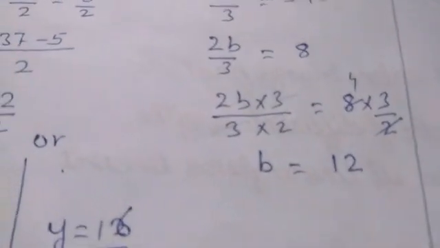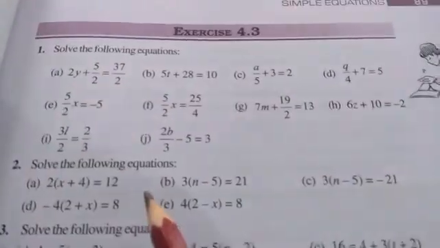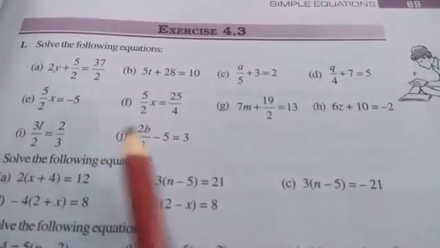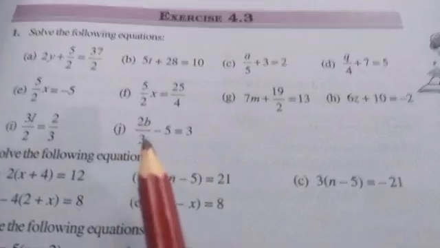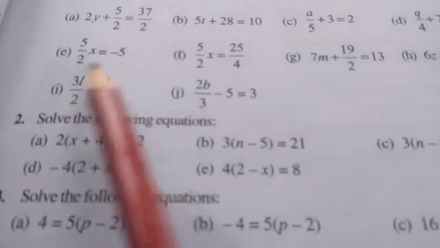Correct? So I have taken only 3 questions from this exercise. I took A part, then I took F part, then after that I took J part. All are same. Same thing is here also. Multiply 2 into 2 and 3 will divide it. The answer is 4 by 9.